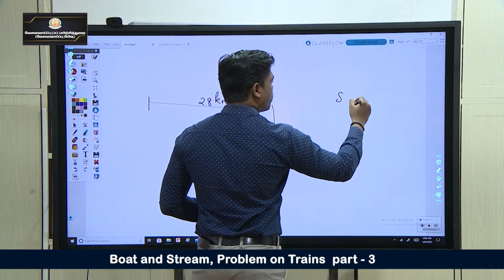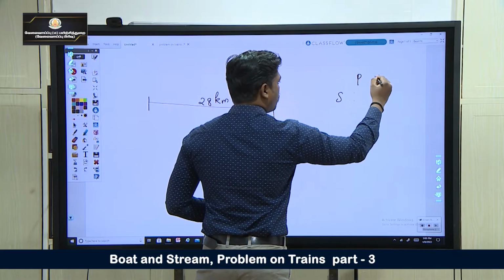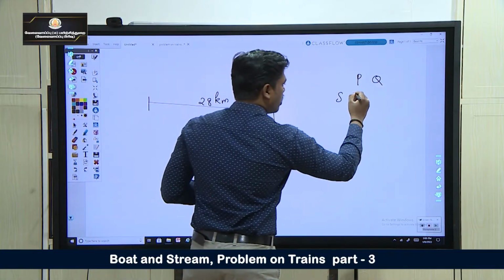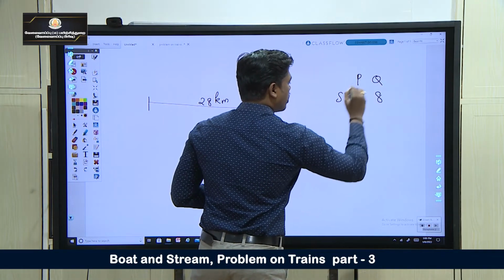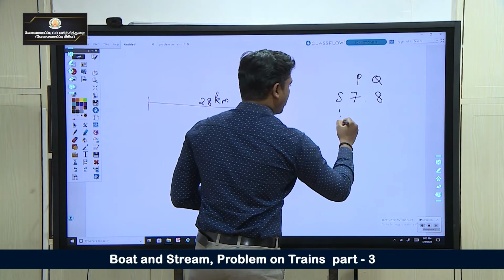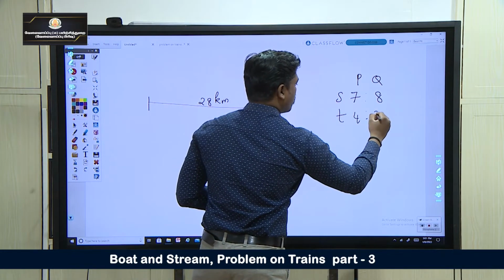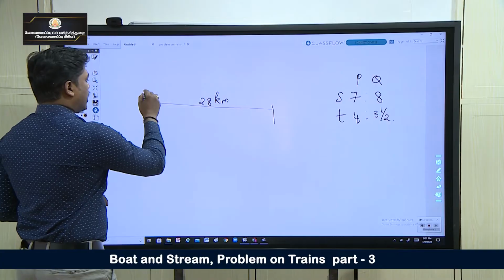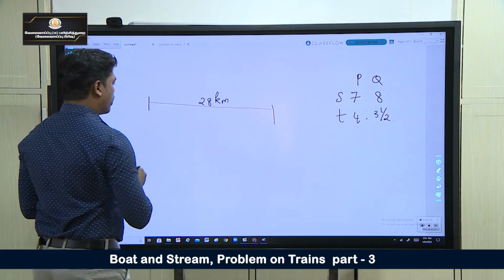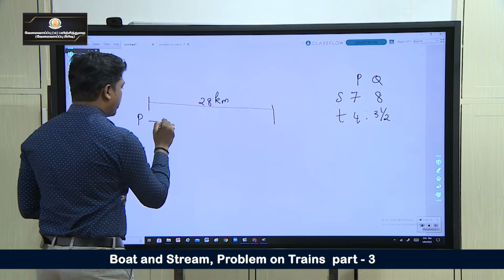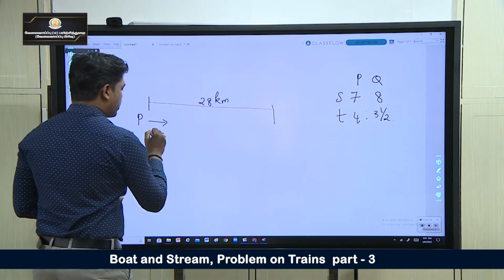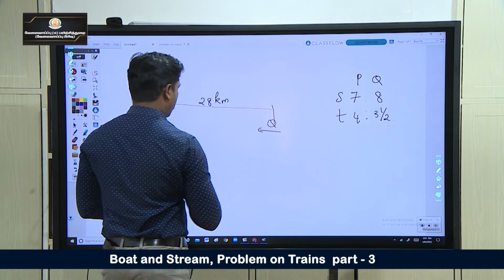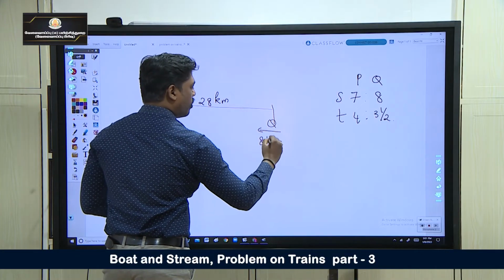Okay. What is the speed ratio for P and Q? Speed ratio is 7:8. Just keep that in mind. 7:8. And the time ratio we had 4:3 1/2. So the distance between them is 28 kilometer. Here P is moving at a speed of 7 kilometer per hour, the speed ratio, and Q is moving at a speed of 8 kilometer per hour.